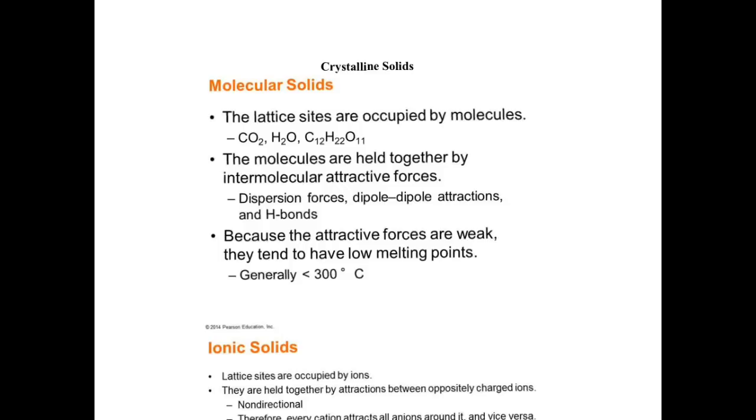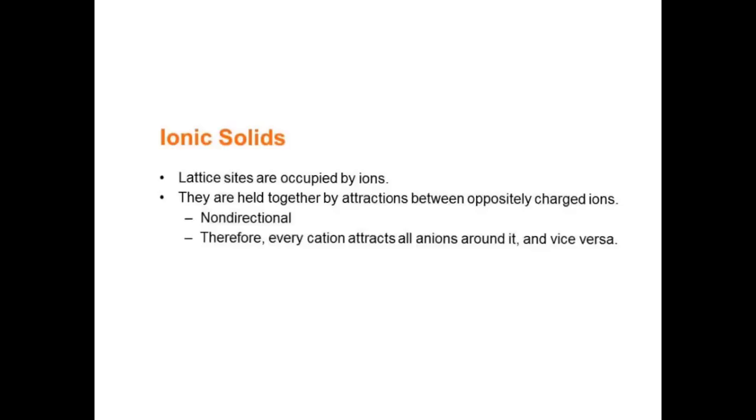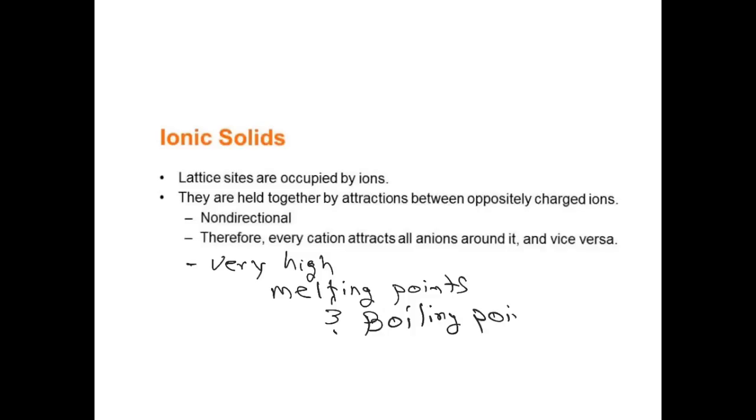Now moving on here. Then you have your ionic solids, where the lattice sites are occupied by ions. They're held together by those Coulombic forces, the opposite charges that are attracted, so the cations attract the anions all around them and vice versa. One of the features of ionic solids is that they have very high melting points and boiling points, extremely high. That's because the forces that hold them together, those ionic interactions, are very strong. It takes a lot to break them apart.